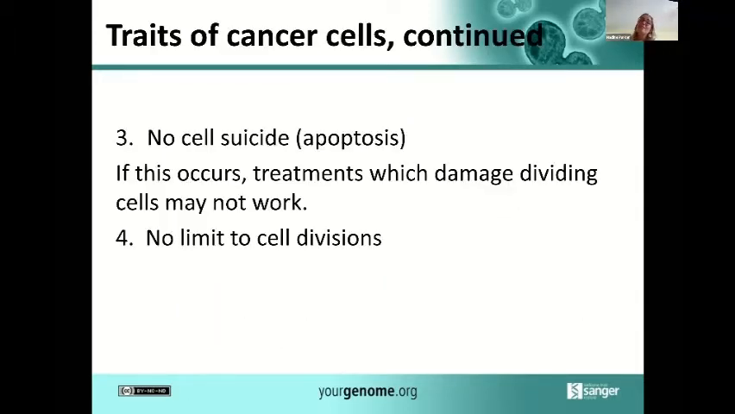Also, cancer cells, they don't do apoptosis, which is sometimes called cell suicide or programmed cell death. So the cells just keep dividing. And there's no limit to those cell divisions because they don't have that contact inhibition. So they just keep going and going and going.